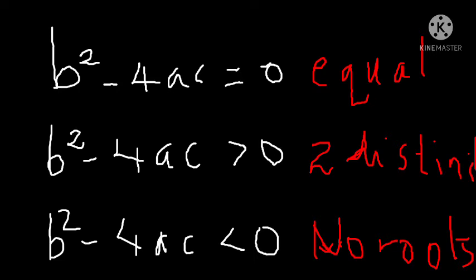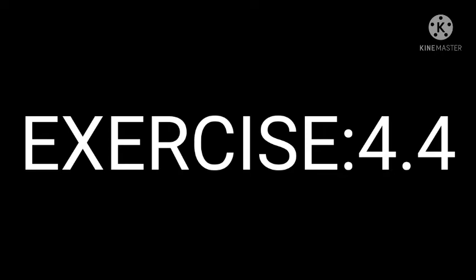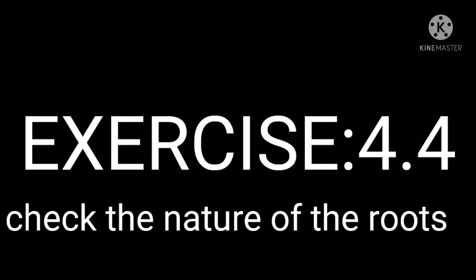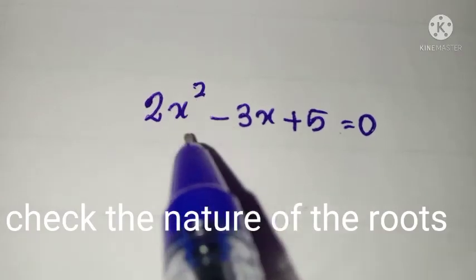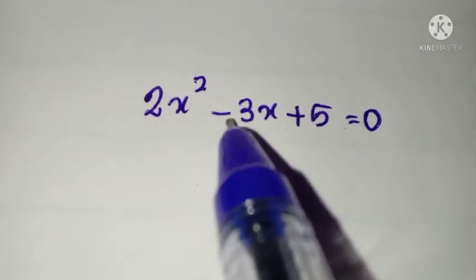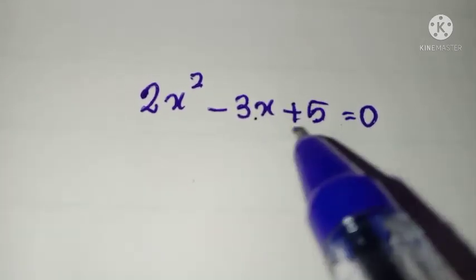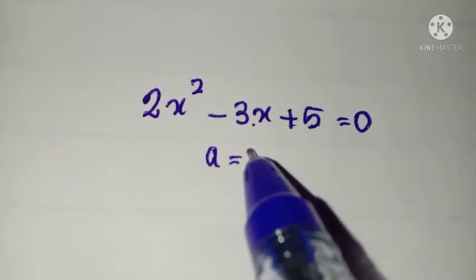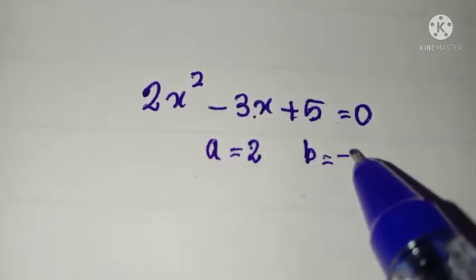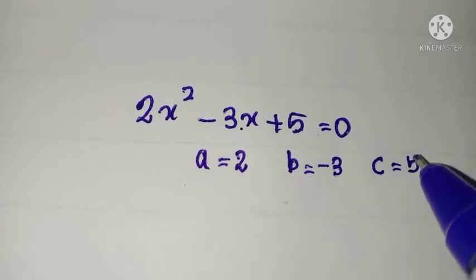Now let's see how to check the nature of roots of a given quadratic equation. We are going to discuss some exercise questions given in your textbook. Exercise 4.4. Listen to the first set of questions. We want to check the nature of the roots. Using the discriminant, we can easily check the nature of roots. Listen children, look at this quadratic equation: 2x square minus 3x plus 5 equal to 0. Here a is equal to 2, b equal to minus 3 and c is equal to 5.